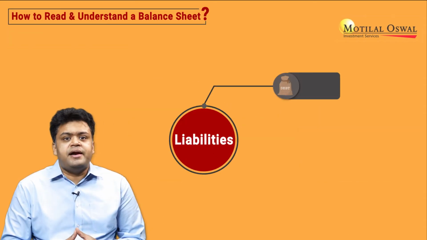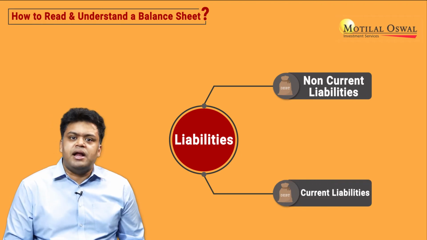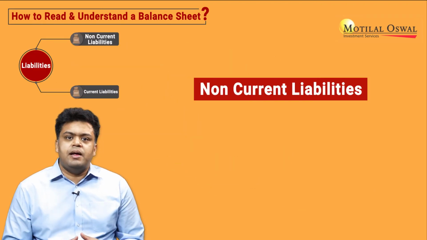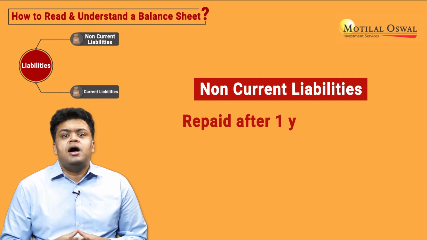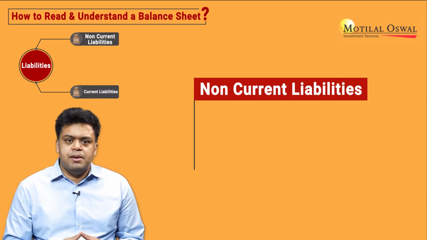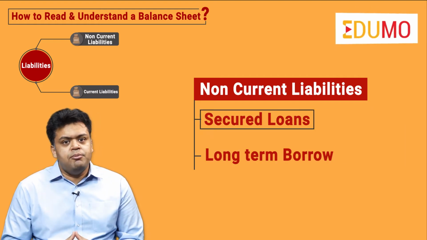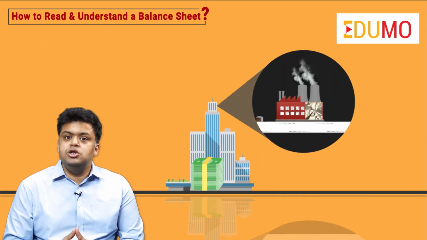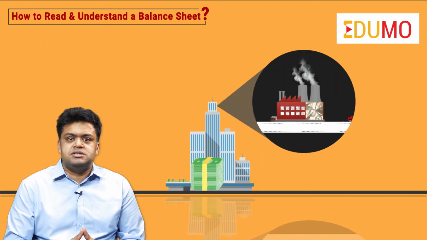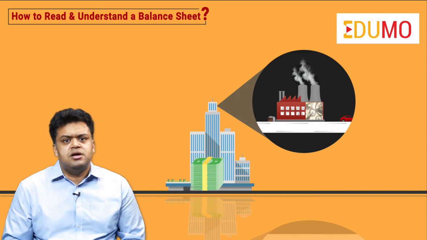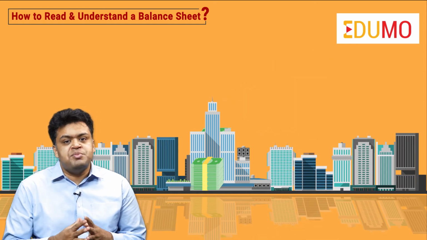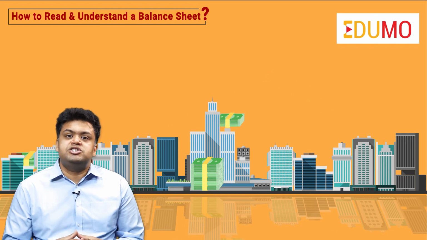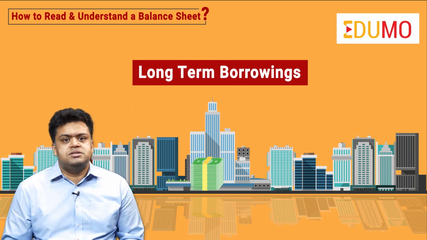Liabilities are again categorized under non-current and current liabilities. Non-current liabilities are liabilities to be repaid after 1 year or more. For example, secured loans, long-term borrowings, etc. A company needs funds to continue its operations or to do capex to expand its business. For that, the company borrows money from various sources which comes under the long-term borrowings.